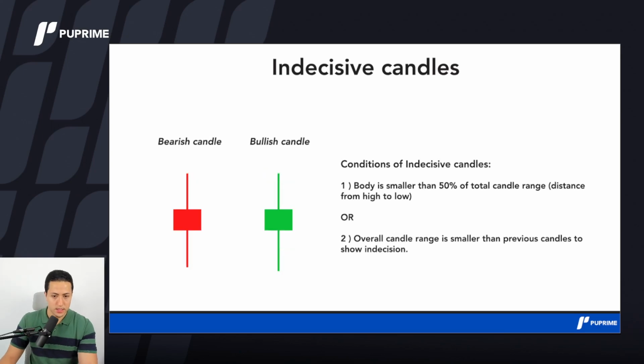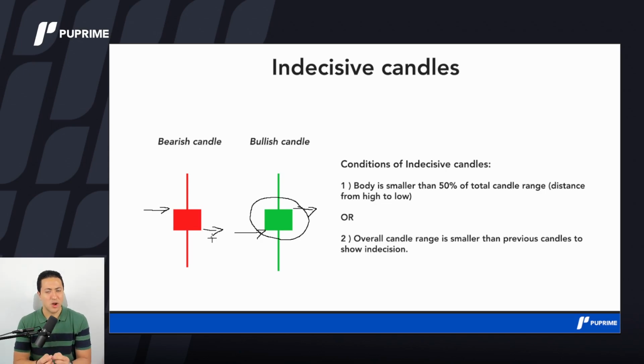Now, with the indecisive candles, as the name says, it's indecisive. You can see a hammer, a shooting star, a doji, all of this. But the overall condition is it's indecisive. We don't really know what's going on with the markets. And the body is smaller than 50%. We have a small body. No one is in full control of the markets because it opened here, it closed slightly higher, or it opened here, it closed slightly lower.